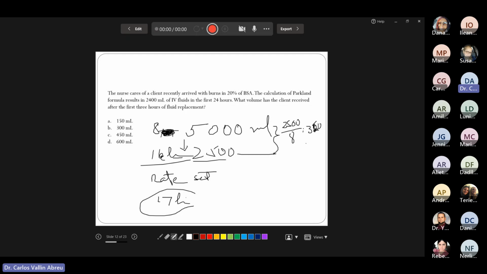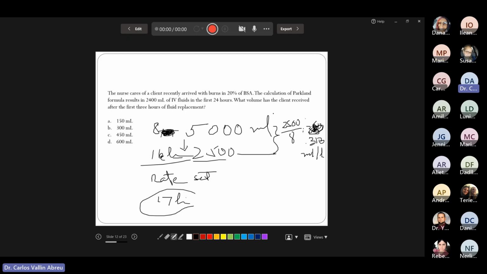Whatever it is, I would use a calculator. I don't have a calculator available. 25 divided by 8, how much is it? 313. Divided, you need to round, 313. Yes? 313 milliliters per hour.